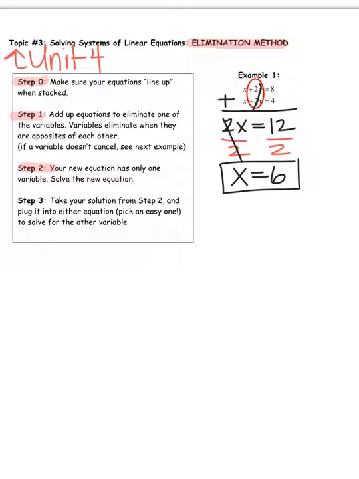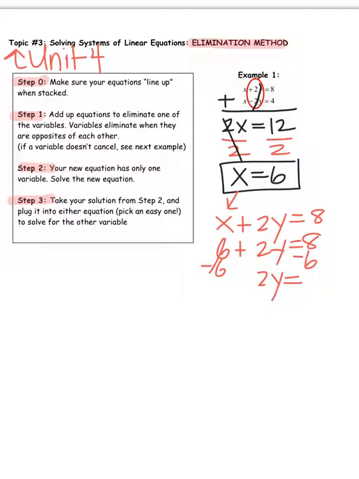It says take your solution from step 2 and plug it into either equation. So I'm going to pick an equation. I'm going to rewrite my first equation, x plus 2y equals 8. And I'm going to plug x in. So I get 6 plus 2y equals 8. And I can solve this equation by subtracting 6. I get 2y equals 8 minus 6 is 2. Divide by 2, and I get y equals 1. And so there is my solution. I have an x and a y, so I know that I'm done.